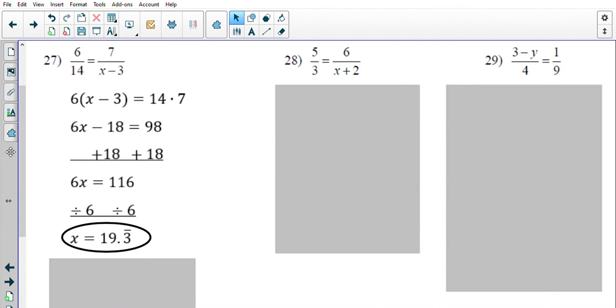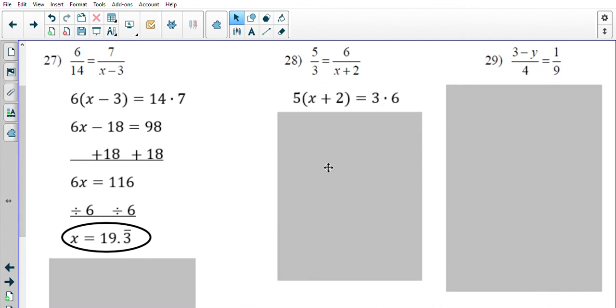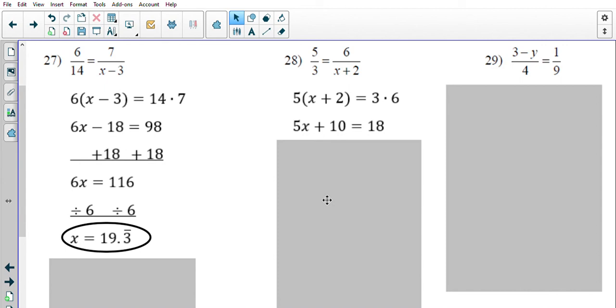All right, let's go ahead and take a look at number 28. So take 5 times x plus 2, put the x plus 2 in parentheses, set that equal to 3 times 6, which is 18. I'm going to distribute in that same step to get 5x plus 10 equals 18. We'll solve that 2-step equation by subtracting 10 from both sides.